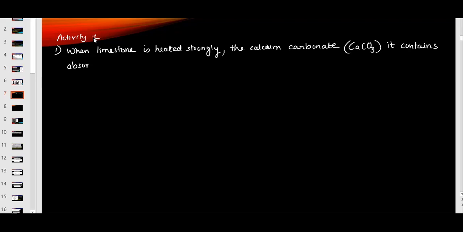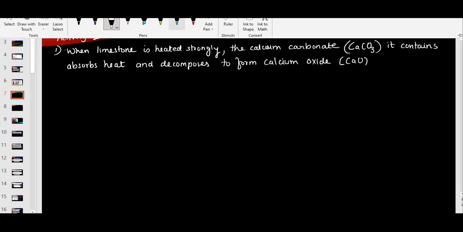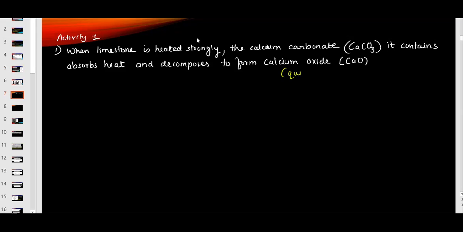When you are heating it, obviously it will absorb heat and decompose. It is going to decompose to form calcium oxide. So let us write the molecular formula of calcium oxide, that is CaO. There is another name for calcium oxide, that is quicklime. We also call it quicklime.